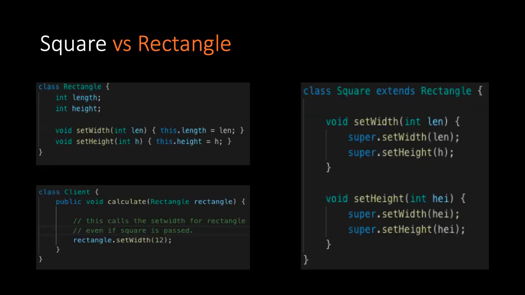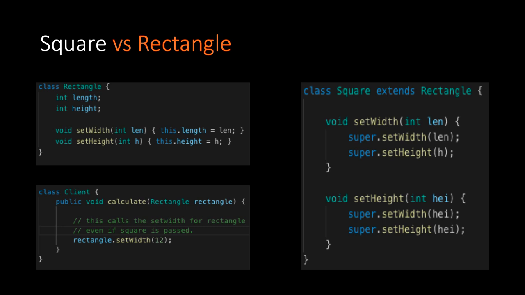Let's have a look at another example. We have a base class called rectangle with two methods, setWidth and setHeight. And we have a derived class called square. Notice that the client is trying to interact with the base class and expects the base class as an argument. According to Liskov substitution principle, a subclass should be substitutable in place of base class. So let's see what happens when we try to pass a square. So after a square is passed, this method calls the setWidth method on the base class, and what happens is that the width is updated to 12.